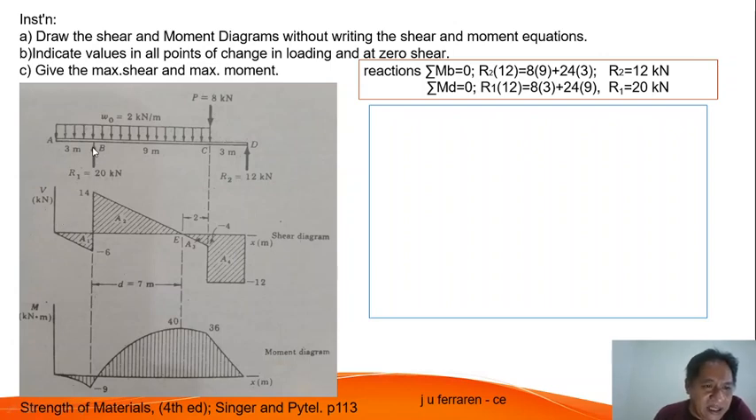But there is a concentrated load here. The concentrated load will cause an abrupt change in the shear value. Minus 6, this is positive, upward, no? So, we have minus 6 plus 6, we arrive at 14.